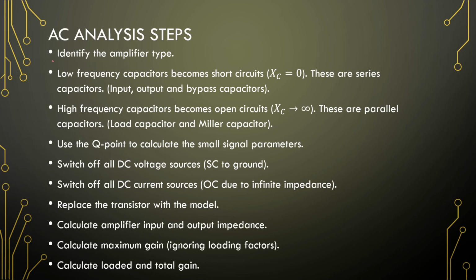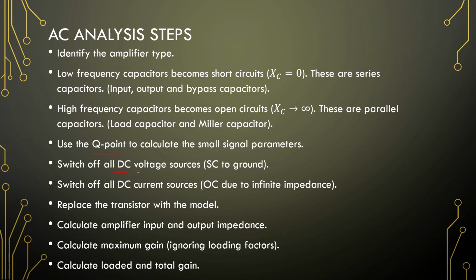And the first step there is to identify the amplifier type. If you know the amplifier type, it makes it easier to know if what you're calculating and the values you are seeing are correct. Then all your low frequency capacitors will become short circuits. All your high frequency capacitors will be open circuits. Use the Q point that you calculated in the DC analysis to calculate your small signal parameters.